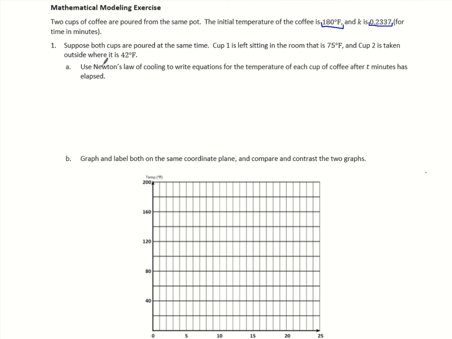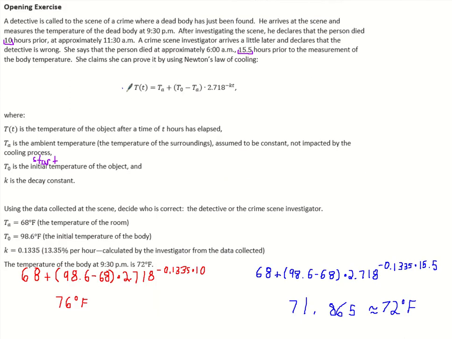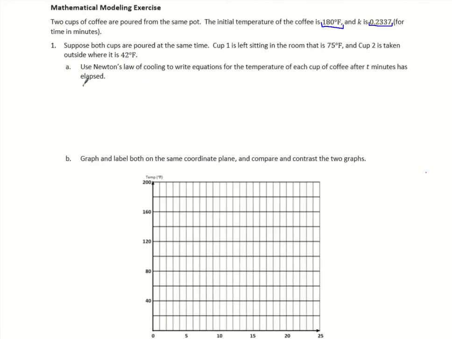Part A says, hey, use Newton's law of cooling to write equations for the temperature of each cup after T minutes have elapsed. So we're going to use this exact equation over here, and we're going to plug in some of the information that we know. Remember, we have T of T. This is something we don't know yet. We don't know what T is. Everything else is something that we know.